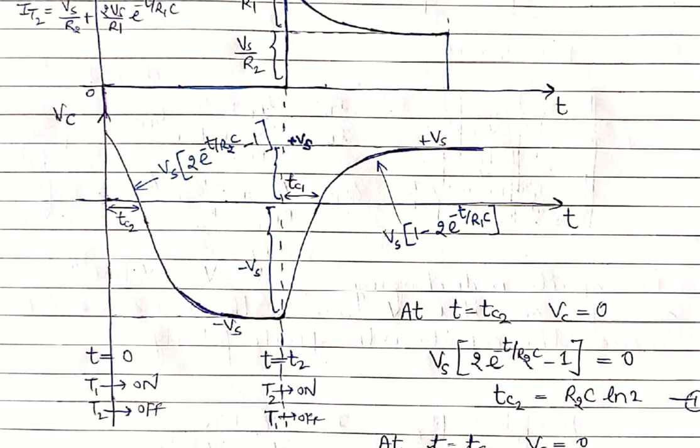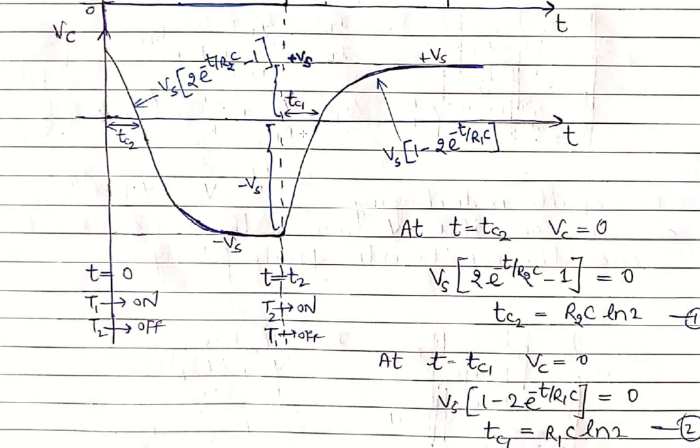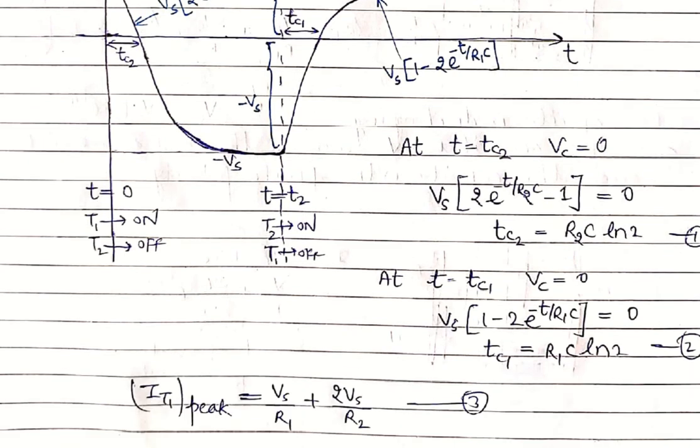So if we want to find the TC1 and TC2 time, the circuit turn off time, it is the time up to which there is a negative voltage. In this case, we will simply put Vc equals 0, because at this point Vc will be 0, it is a zero crossing point. So we can calculate this by putting 0 in this expression. If we make this voltage 0, we will obtain TC2 and TC1 respectively, as shown in equations number 1 and 2.